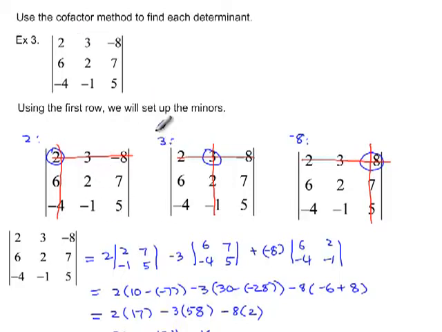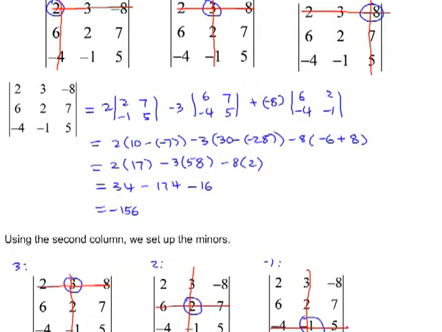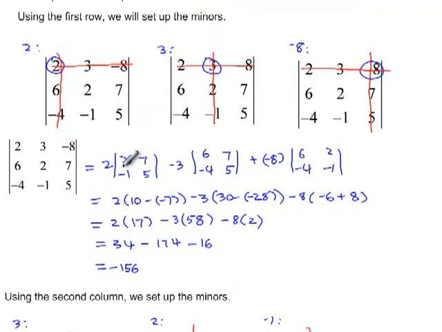3 is the second entry in the first row. Cross out the first row and the second column. 6, negative 4, 7, 5 will give you the determinant of the remaining matrix, called the minor. Negative 8 will be the third entry in the first row, so you cross out the first row, third column, and you get the determinant of 6, negative 4, 2, negative 1. So now the determinant of the matrix, according to the definition, will be the entry 2 times its minor, the determinant of 2, negative 1 first column, 7, 5 second column. 3 has a negative sign, so minus 3 times the minor 6, negative 4 first column, 7, 5 second column. Negative 8 has a positive sign, and the minor will be 6, negative 4 first column, 2, negative 1 second column.